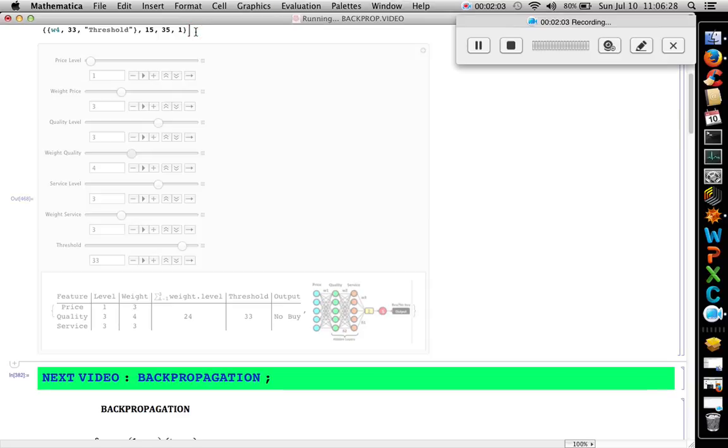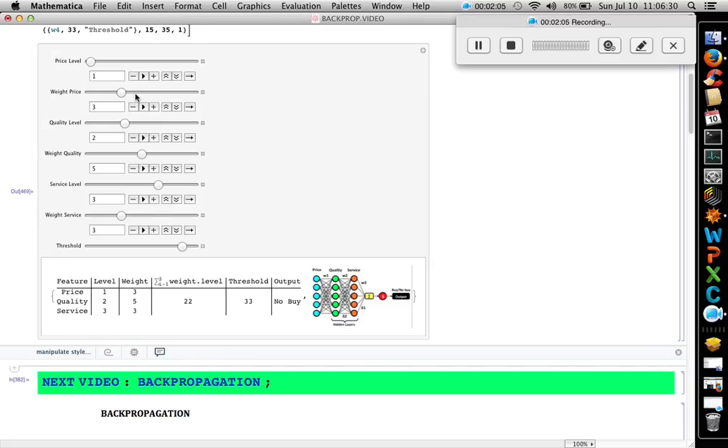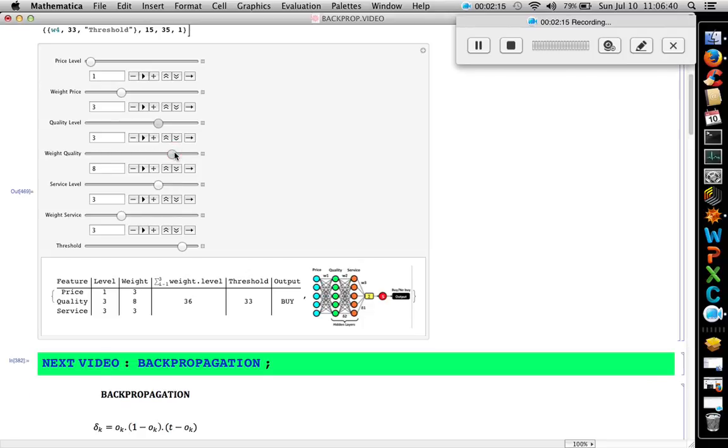Let's do it again. Okay, quality level is 3, the threshold is 33, not yet, and the weight of quality. So each time the client buys from us, he develops a cognitive involvement about the features of our product, and after that an involvement with our product. That is like the weight of service, the weight of quality. And this makes him buy.